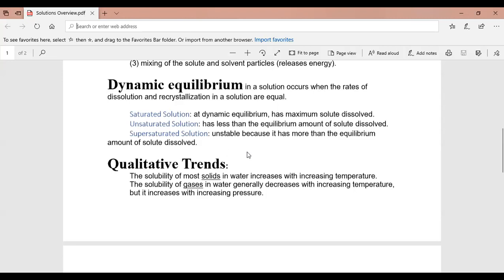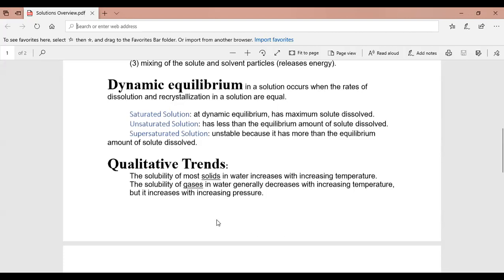Some qualitative trends that are important for this chapter is to know that the solubility of most solids in water will increase as you increase the temperature. This means if you make a solution warmer, you can get more solute to dissolve if it's solid. For gases, it's the opposite. If you heat up a solution that has a gas solute, those gas bubbles will get more energy and try to escape the solution. This can be observed when you think of soda, where if you leave your soda out where it's warm, it goes flat a lot faster than if you keep it in the refrigerator where it's cold.